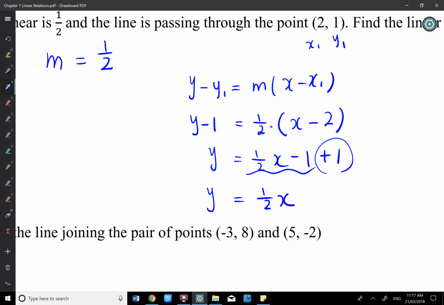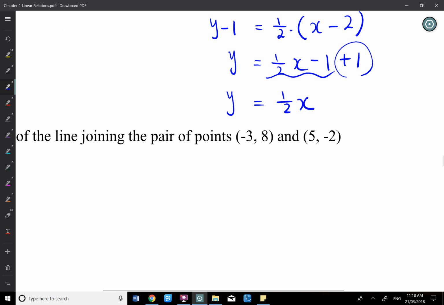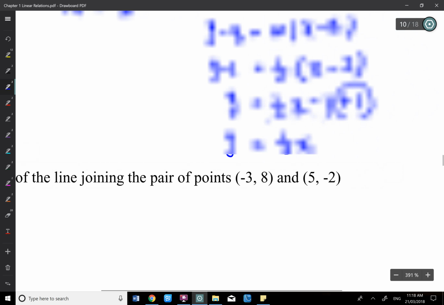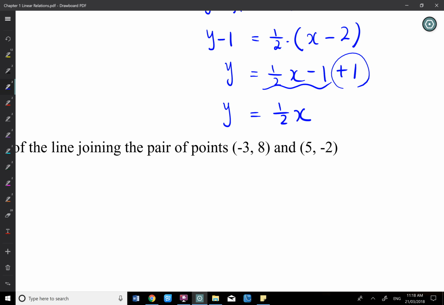So you can see, you can make y equals half x plus c as well, and then solve for c by substituting the point x equals 2, y equals 1. But this way we can directly get the equation. Okay, at once we directly get the equation. I think so. You can check the cross outline.